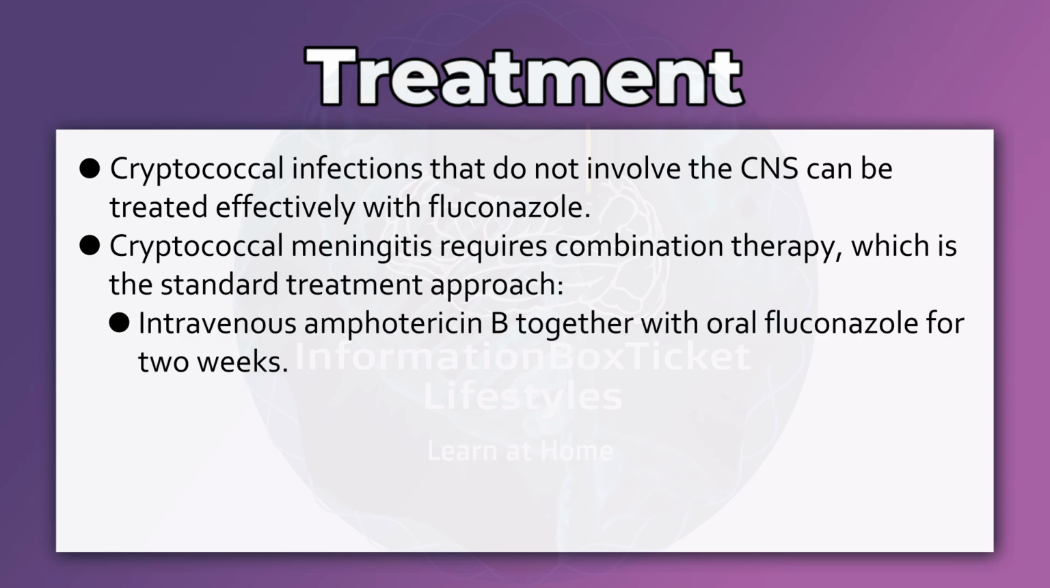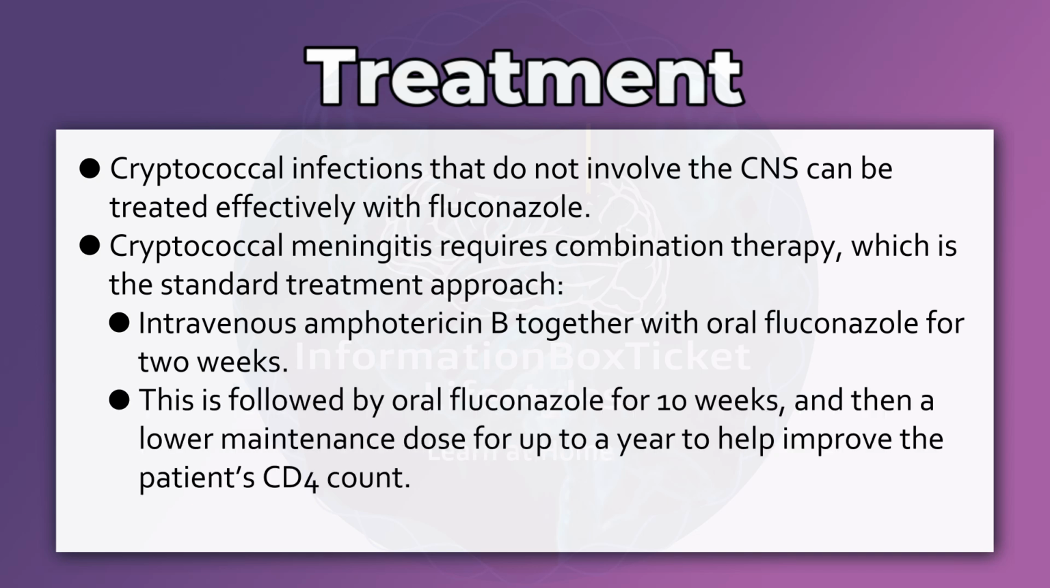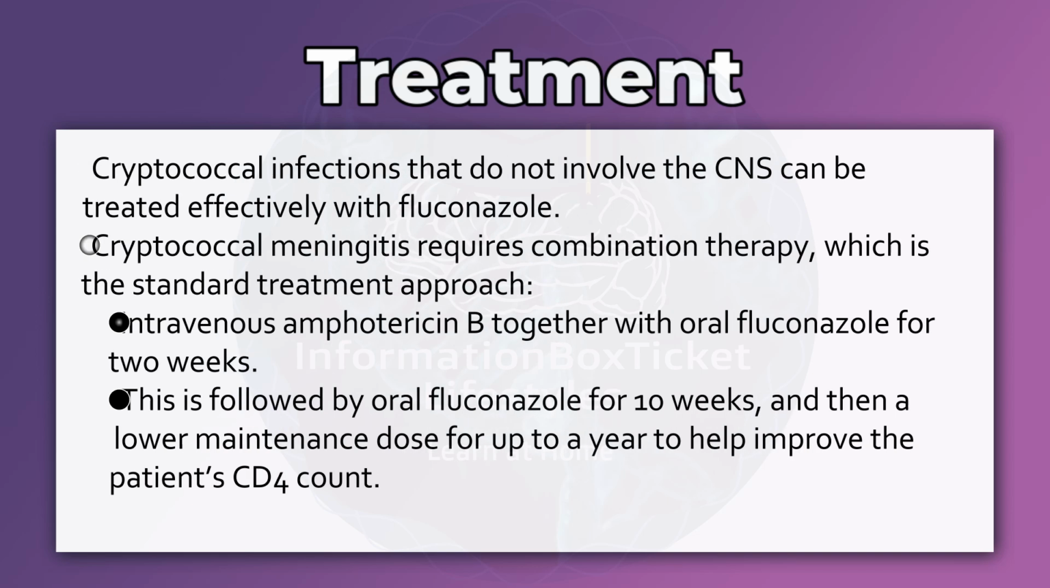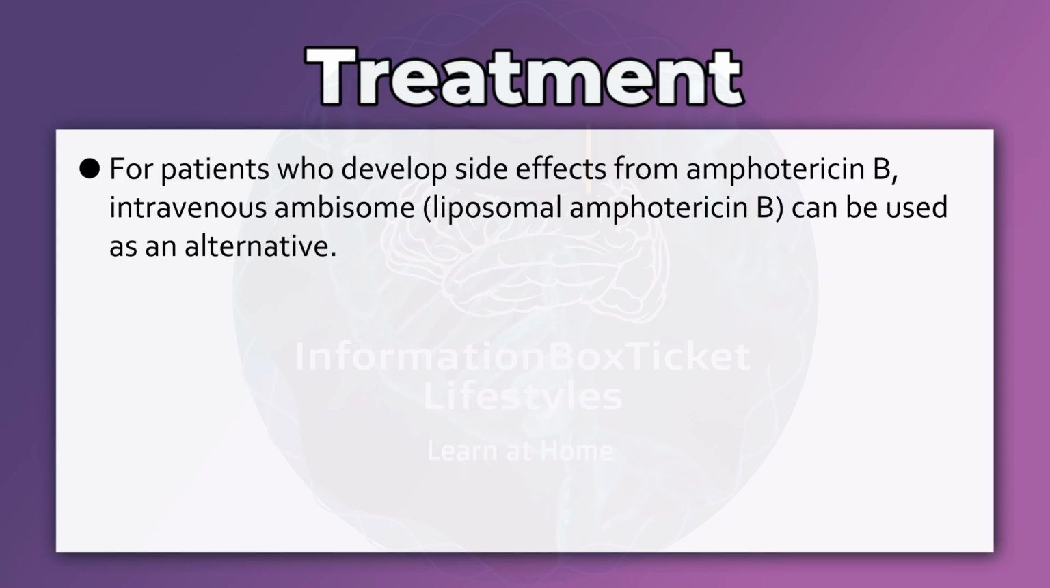Intravenous amphotericin B together with oral fluconazole for 2 weeks. This is followed by oral fluconazole for 10 weeks, and then a lower maintenance dose for up to a year to help improve the patient's CD4 count. For patients who develop side effects from amphotericin B, intravenous AmBisome liposomal amphotericin B can be used as an alternative.